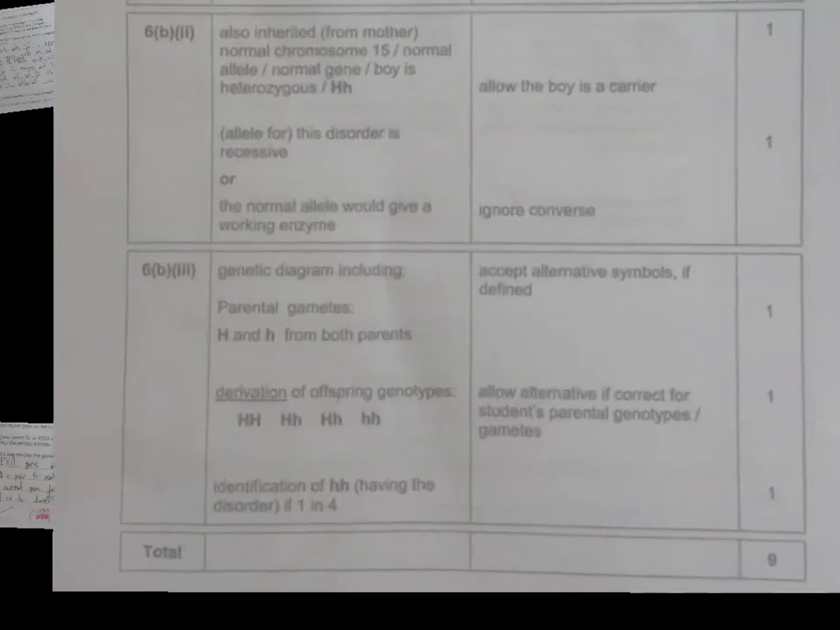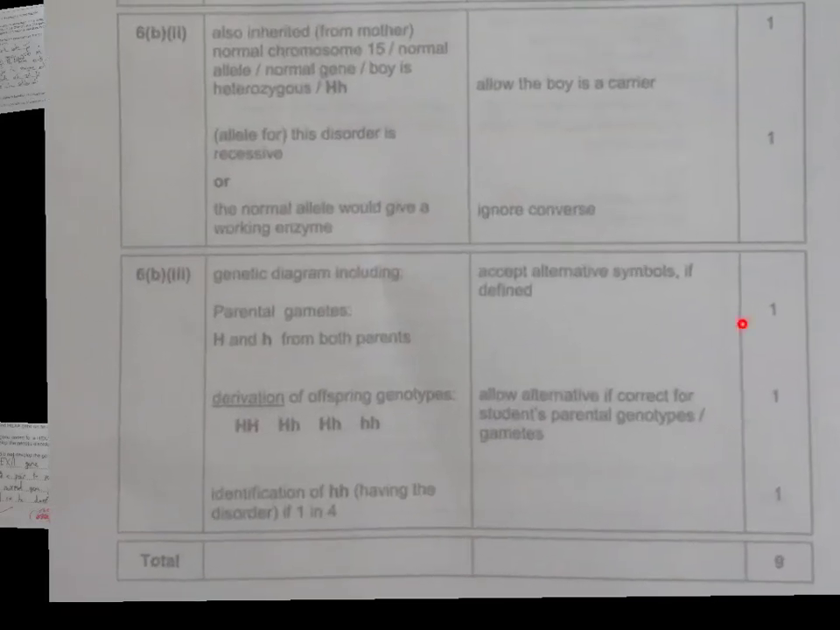There we go, like we just said, 1 mark for labelling both parents being heterozygous, 1 mark for correctly working out those outcomes, those possible genotypes of the offspring, for deriving those genotypes, and thirdly for identifying the hh being 1 out of 4.